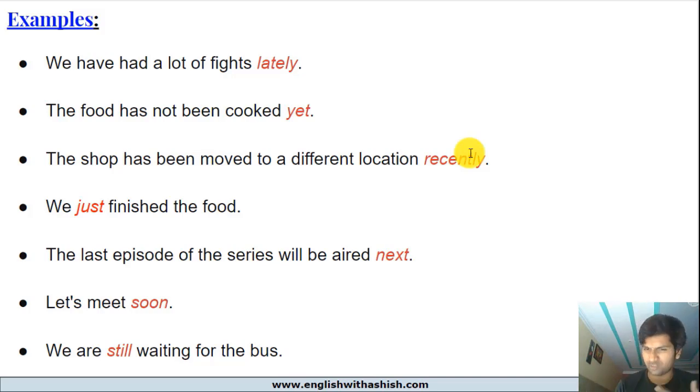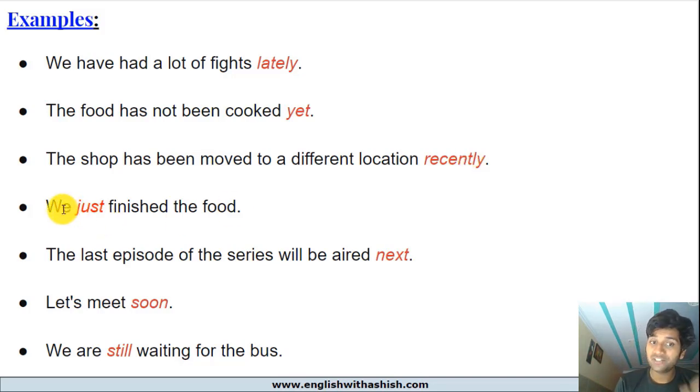Like after some minutes or hours it's going to open. And you talk to the people and say, hey, it's not going to be open because it has been moved to a different location recently, because a couple of days back I was here and the owner was moving all the items to a different shop. So it has been moved recently. I do not want to talk about the specific point in time when the action happened, because either I don't know about that or I don't want to reveal that particular piece of information.